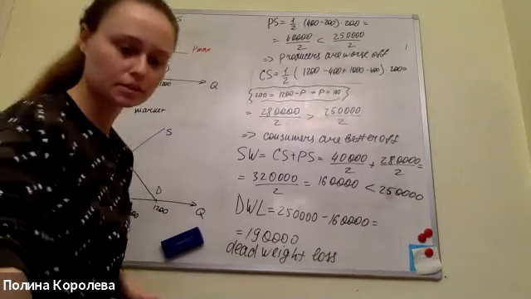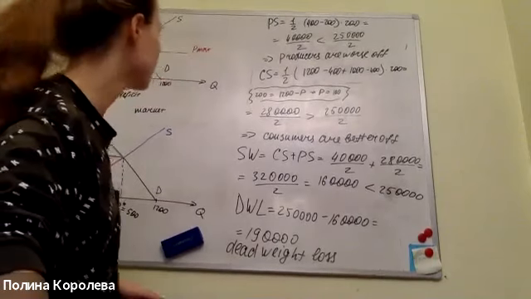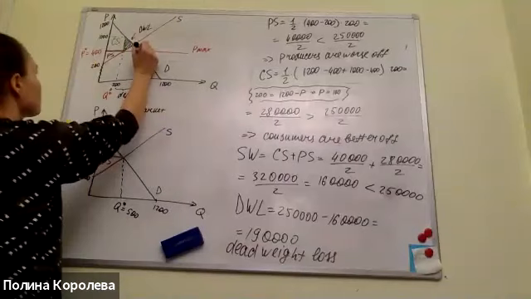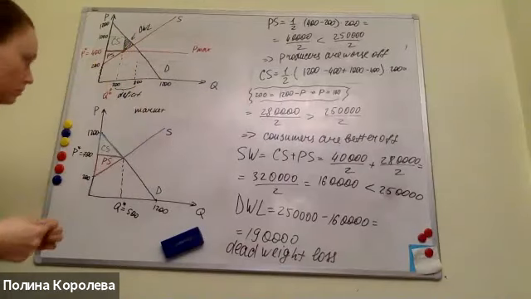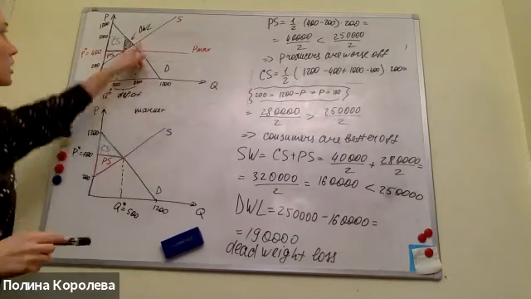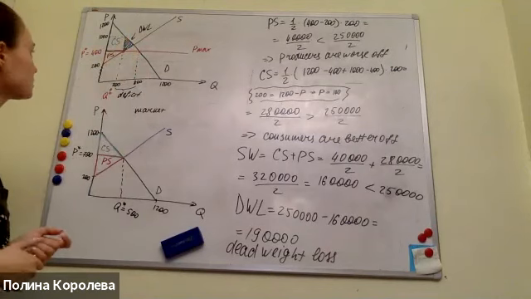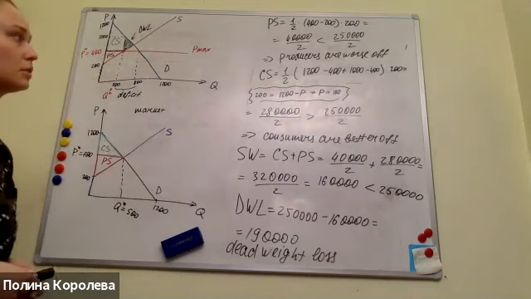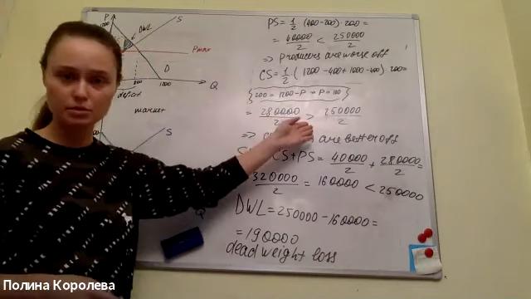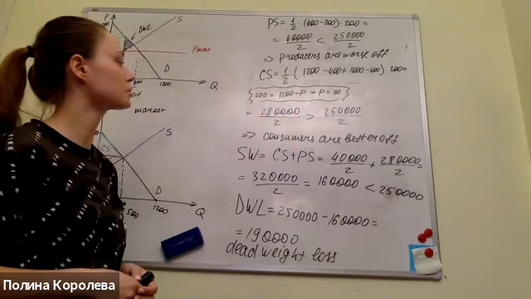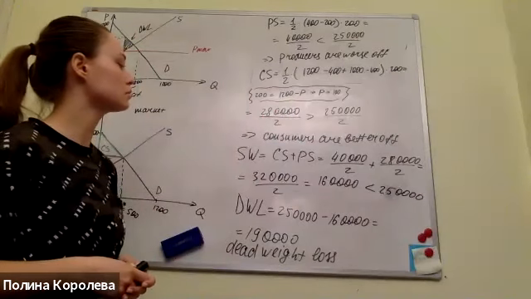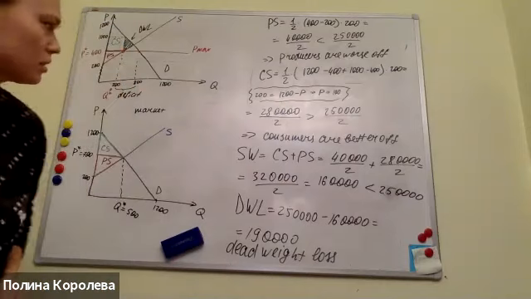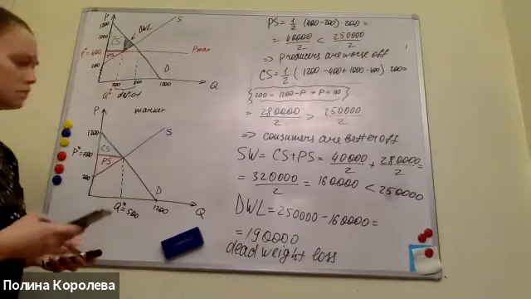Adam Smith told us that in a perfectly competitive market, government should not intervene, to avoid losses for society. But anyway, consumers are better off, yes, but producers are worse off. And society in total is worse off. Here. I think that's all about this task.